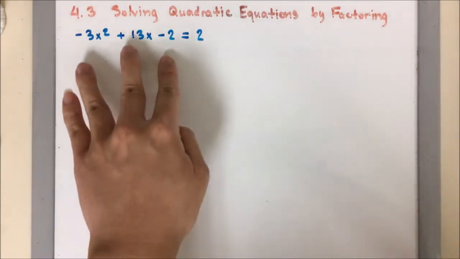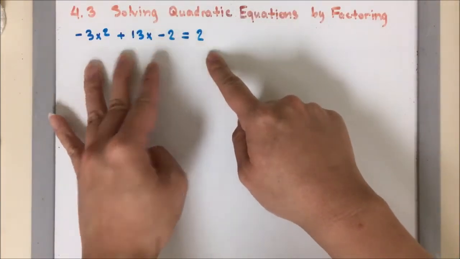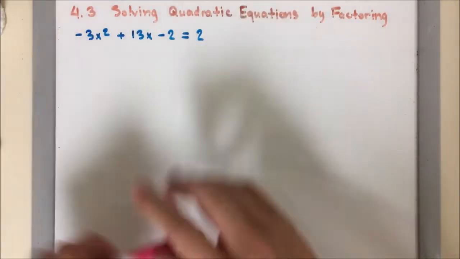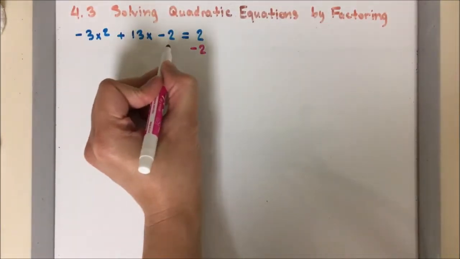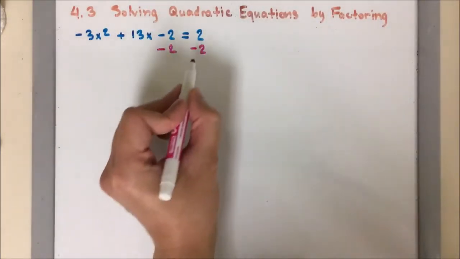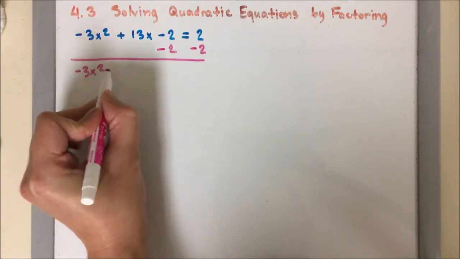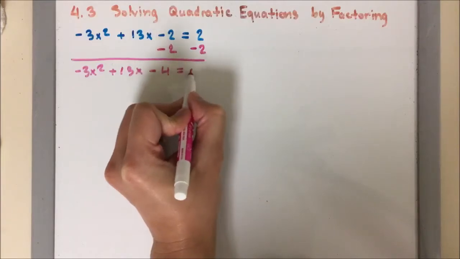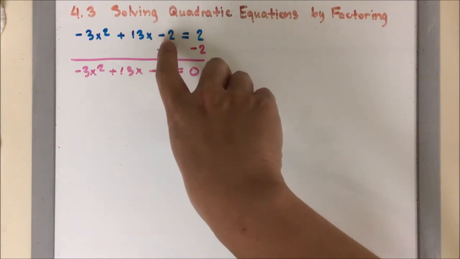If you look closely, you notice that most of the terms are on the left side, while I have only one term, which is just a number, on the right side. So I'm going to cancel out the right side. I'm going to simply subtract 2 from the right, and since I'm subtracting 2 on the right, I'm going to subtract 2 on the left side of the equal sign. So when I do that, I'm going to have negative 3x squared plus 13x minus 4 equals 0. And the reason I'm subtracting 2 from this minus 2 here is because they're like terms.